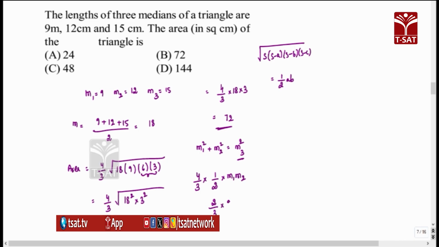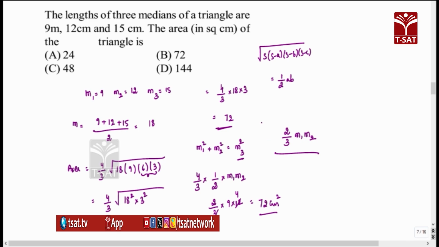What is m1 and m2? 9 into 12. Cancel it. 36 twos are 72 centimeters square. So, directly remember the formula 2 by 3 into m1 m2, where m1, m2, m3 represent the triplets, or else m1 square plus m2 square is equal to m3 square.